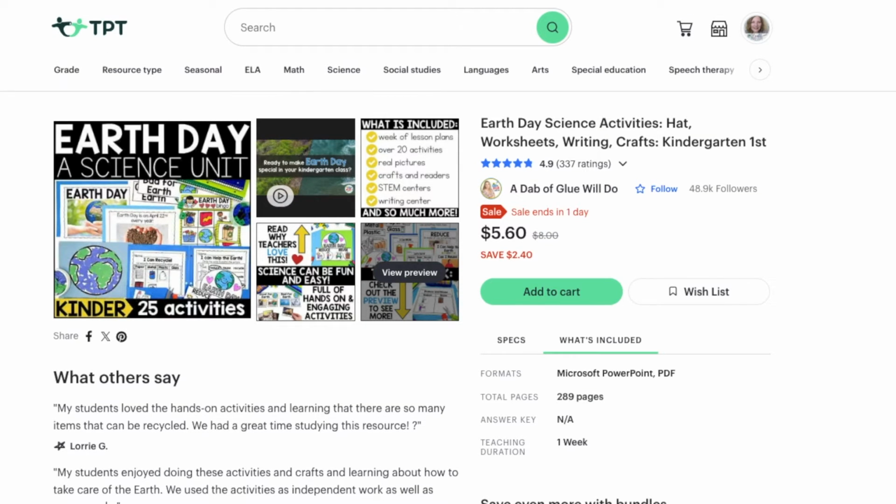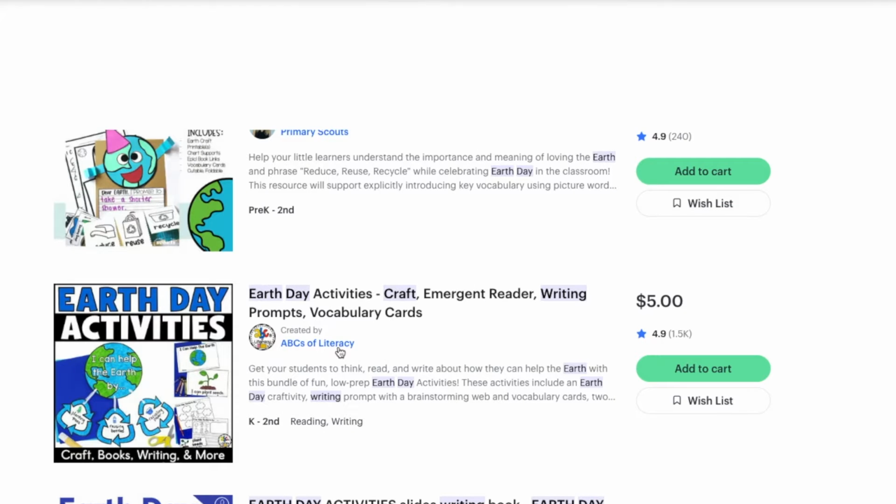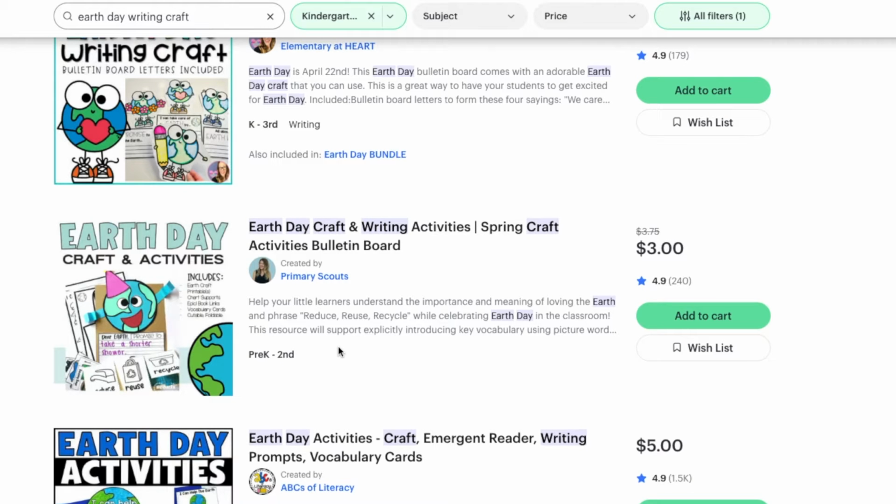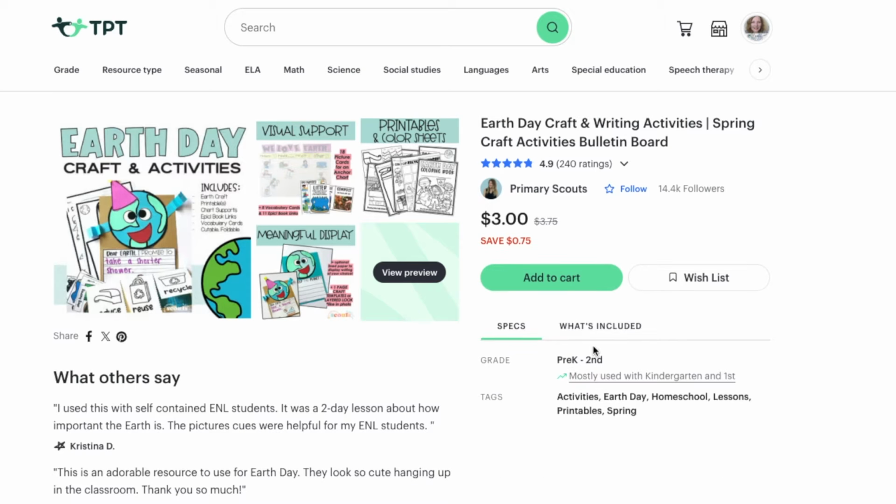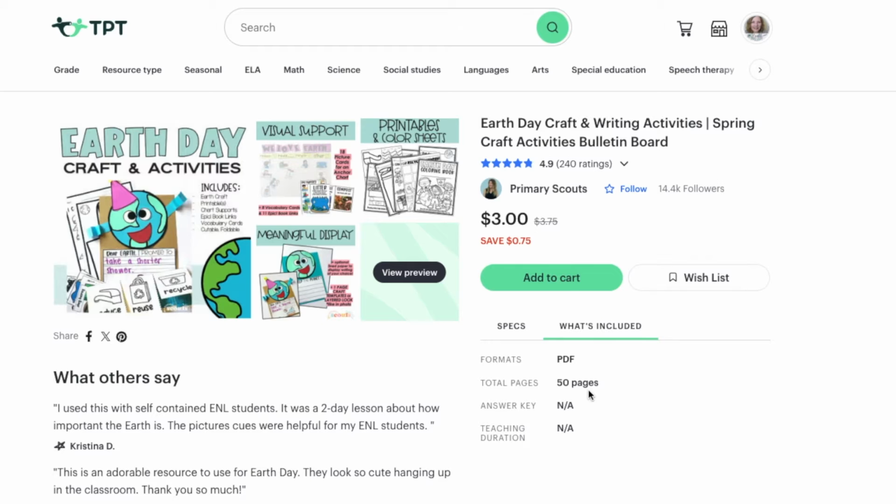So there's that one. The other one I wanted to show you is just what does a $3 project look like. So I've seen Primary Scouts stuff before. I don't know if I've bought from her, but let's just see what a $3 size is. So hers is 50 pages. Now, if we go back to that 10 pages equal $1, she could be pricing this at $5 technically. She has it regularly priced at $3.75. Now, there's no sale, so she might have just brought the price down.